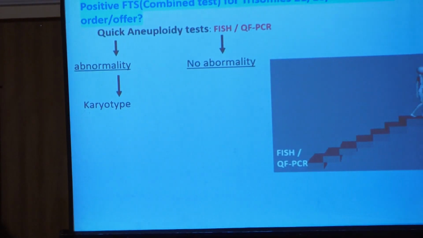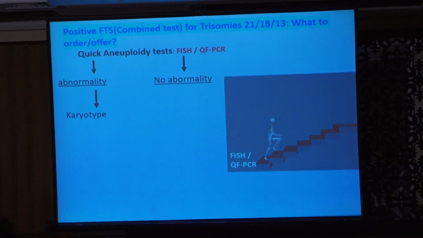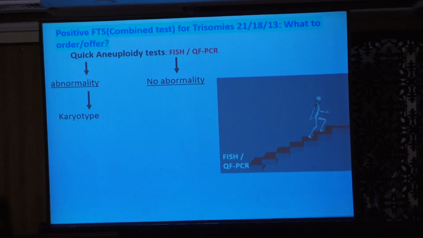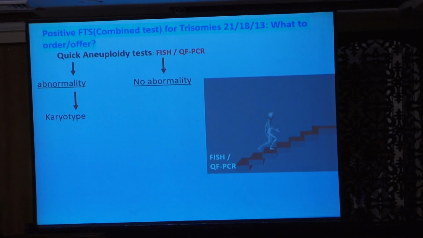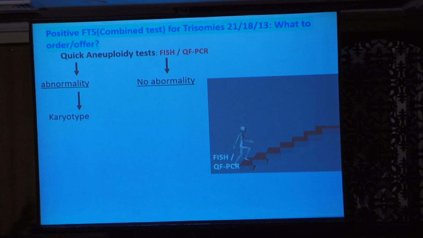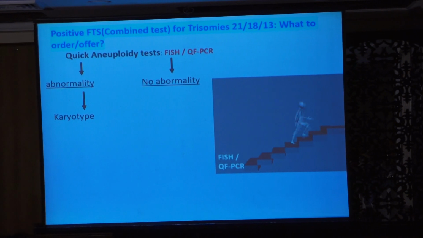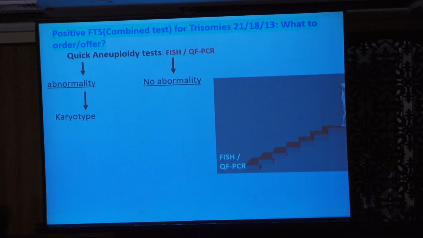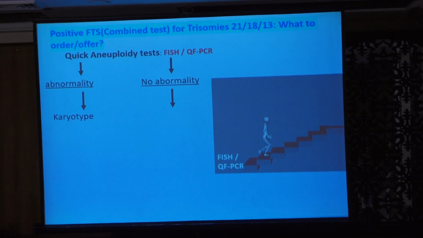If you do not find any abnormality in FISH or QF-PCR, the advantage of FISH and QF-PCR is that you get the result within 24 to 48 hours. So we can allay the patient's anxiety by telling them there is no abnormality in the common suspected ones: 21, 18, 13. But if there is no abnormality, what is the next test that you are supposed to offer?